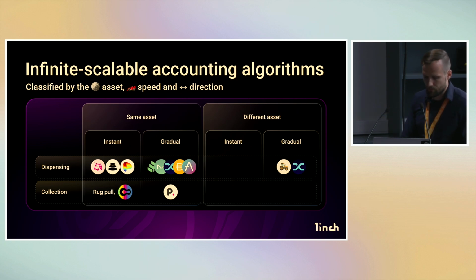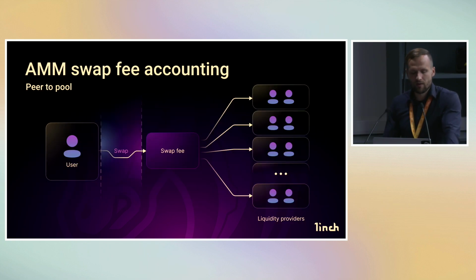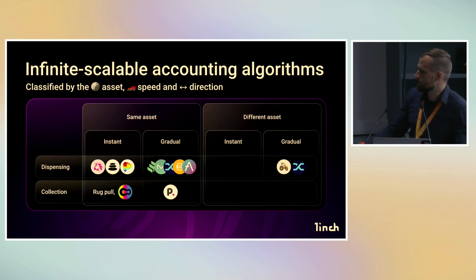So let's start from the beginning. You can see that for same asset, instant dispensing, you can find AMM logos. What does it mean? Whenever someone uses an AMM pool for a swap, the fee is accounted for and redistributed among an infinite number of liquidity providers. It does not matter if it's 10 providers or 1,000 or a million or even a billion providers. The computational cost is the same because this algorithm has constant complexity. The next one in this table is same asset, gradual dispensing.